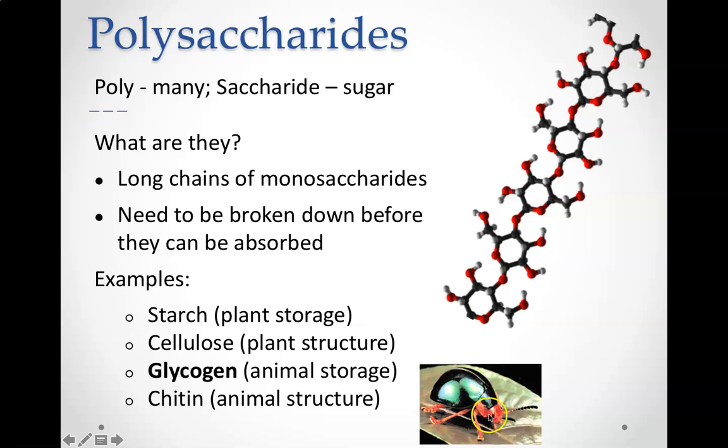So things like insects have exoskeletons. They don't have interior skeletons, they have exoskeletons, and that's often made of chitin. There's a few others. Cephalopods have beaks that are made of chitin and things like that. So they can be used for animal structure as well.